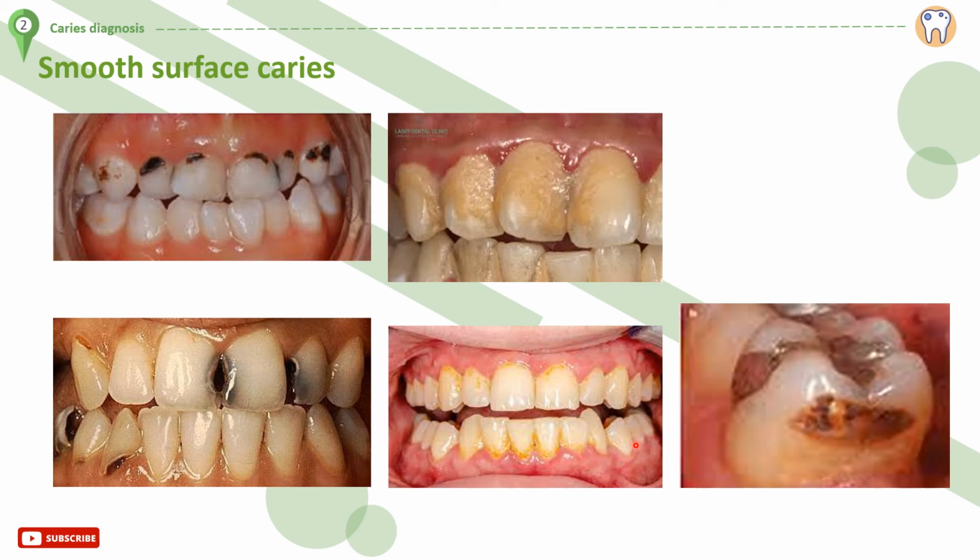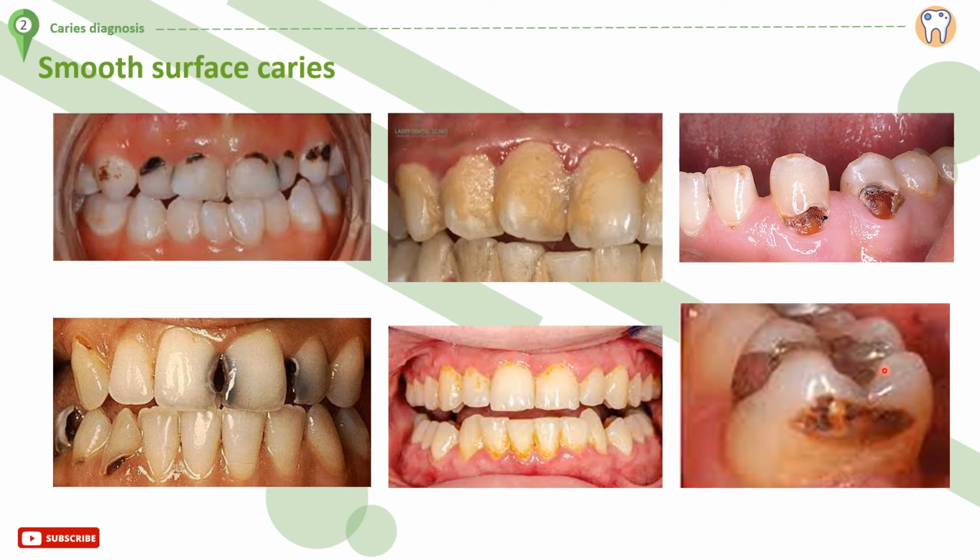Restoration is indicated in the following events: if prevention has failed and the lesion is already cavitated, if the tooth is symptomatic or sensitive, and if aesthetics are compromised. In these cases, you should apply an aesthetic restoration.